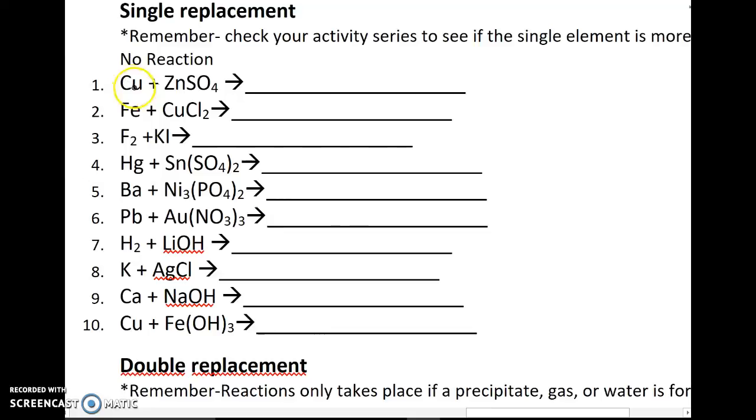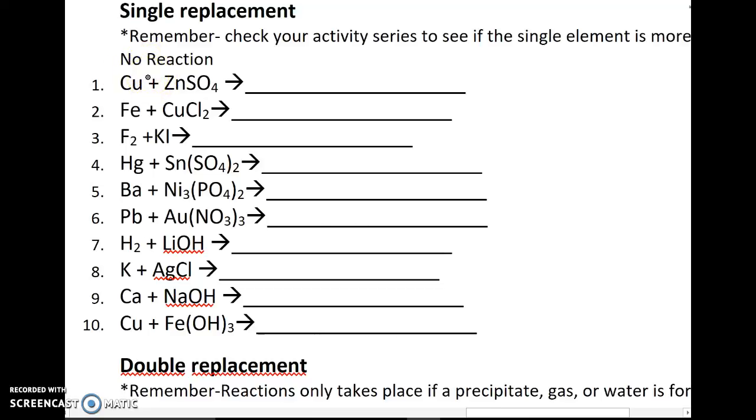So here's copper, it's a metal. It's going to replace zinc because it is a metal. And really what it is is ions. If we look down here at hydrogen, hydrogen is a non-metal, but it's going to act as a metal because it is a positive ion. And we'll see that in our activity series in just a second. So let's go ahead and take a look at number one.